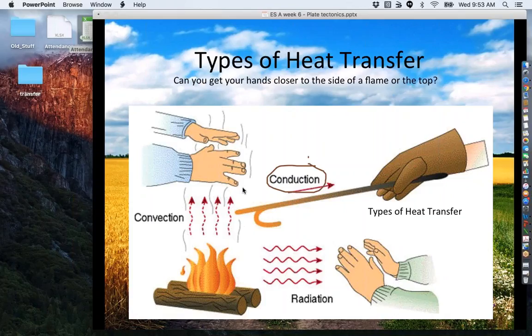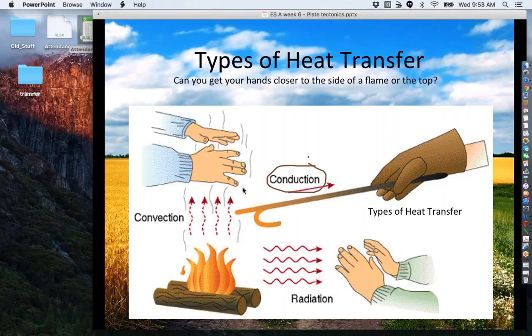But when we're dealing with a flame, we're dealing with the other two kinds of heat transfer. Now, one of them is radiation. So anything that has heat can release radiation, which is simply light, but that light can carry energy with it. So sunlight radiates through empty space. This is the only kind of heat transfer that can happen through empty space.